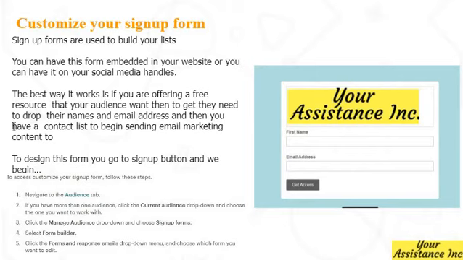So to design this form, you go to the sign up button. You see your sign up button on the dashboard. So everything is on the dashboard in Mailchimp. And from there we begin. I took a screenshot of it right here. So to customize your sign up form, you follow these steps.